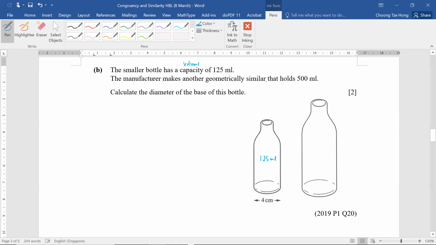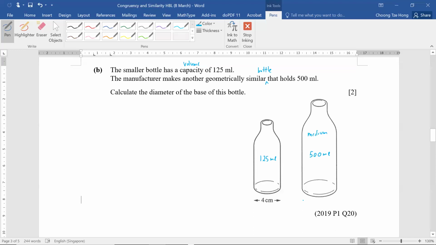I think there's a word missing over here. Geometrically similar bottle that holds 500 ml. So this is not the same bottle as the bottle in part one. It's not the larger bottle, it's another bottle. So maybe we just call this the medium bottle. Calculate the diameter of the base of this bottle.